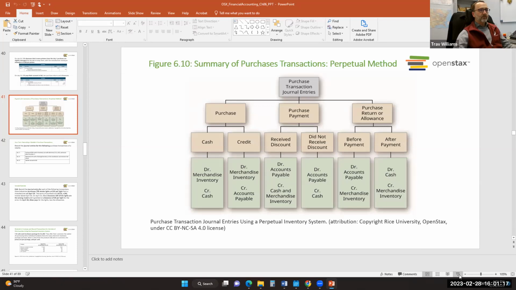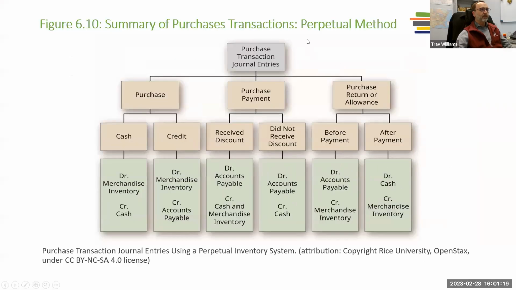So this one tells you if you're using the perpetual inventory method and you're journalizing things to do with purchasing, then you can use this chart. So the actual purchase, if your company paid with cash, this is what you debit and credit. If your company did not pay, in other words, you purchased on credit, this is what you debit, this is what you credit. Once you make your payment, if you got a discount for paying early, this is what you do. If you did not get a discount, this is what you do.